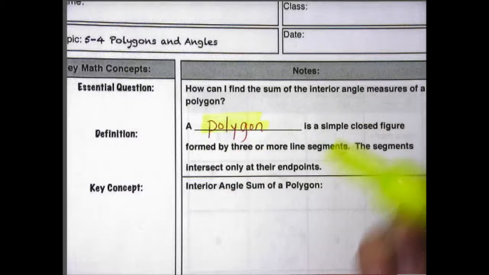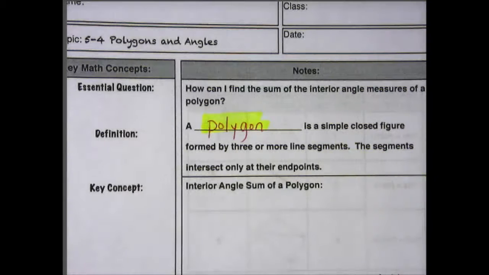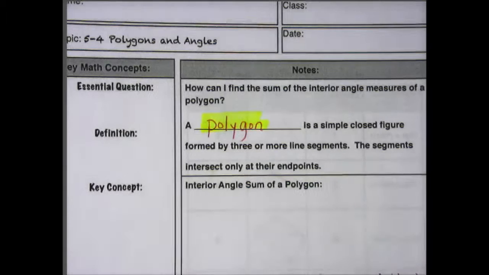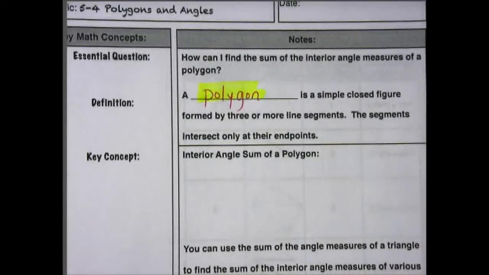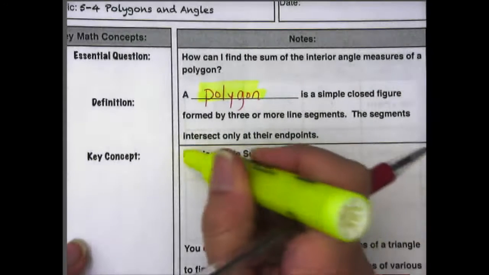Sounds really difficult, but we know lots of polygons. We know triangles and quadrilaterals, and we know lots of other ones: pentagon, hexagon, octagon, decagon, several different ones, and we'll learn more as we go through this lesson. Let's start with our key concept of the interior angle sum of a polygon.